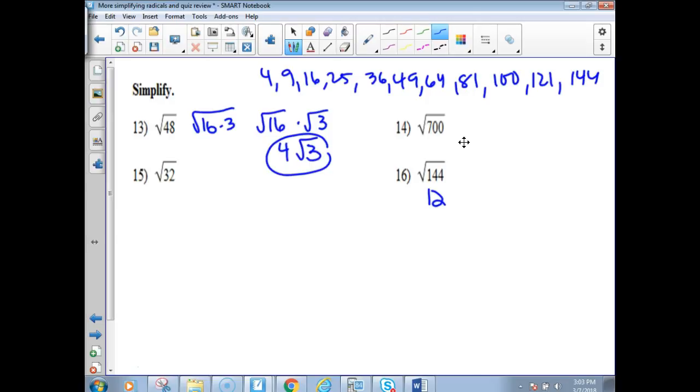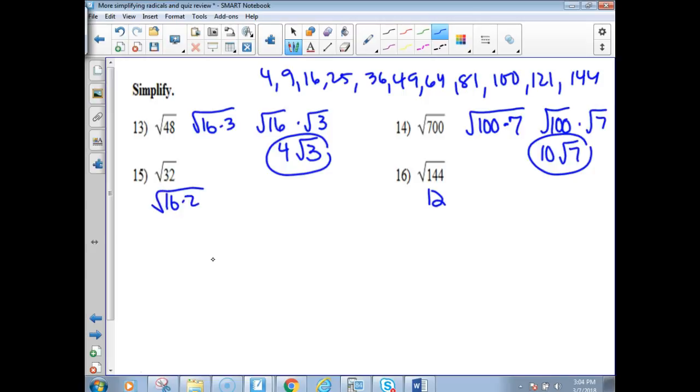Number 14. What's the biggest one in my list that goes into 700? 100. All right, so you break that into a perfect square times a non-perfect square. The perfect square gets to come out. So that's going to be the square root of 100, which is 10. So you have 10 root 7. And you don't have to write all these steps if you don't need to. I'm just showing why it's what it is. And then this one is 16 times 2, not 8 times 4. So this is going to be 4 root 2.